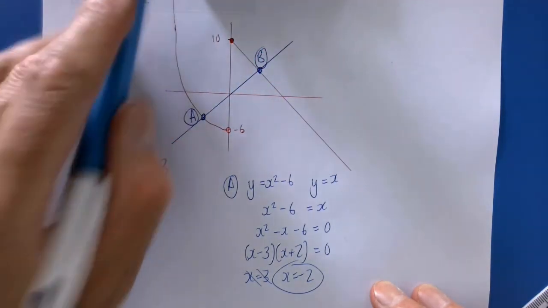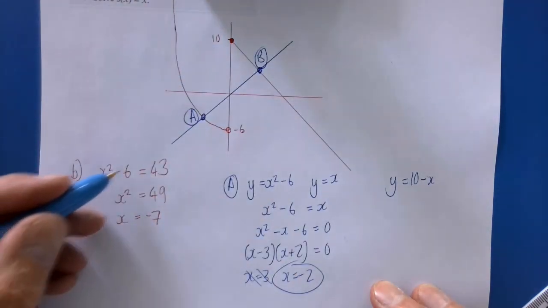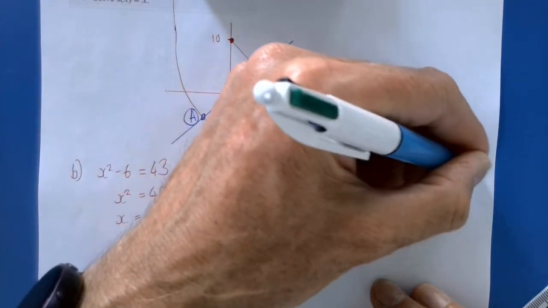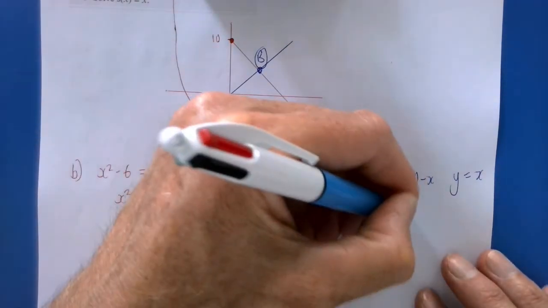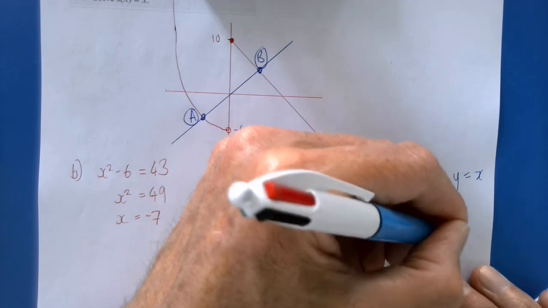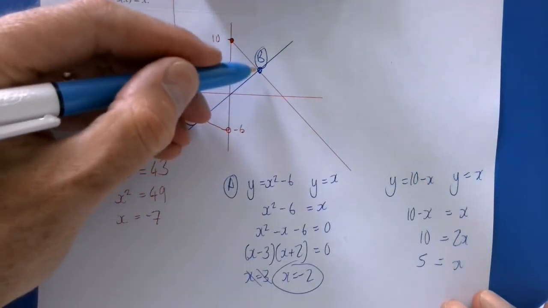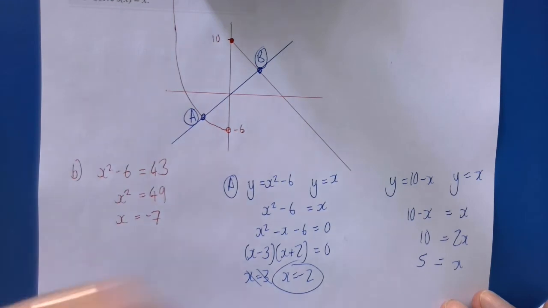that's where y equals 10 minus x crosses y equals x. So I just make one equal to the other. And that's an even easier one. Add x to both sides. X equals 5. That makes sense. That could be 5, couldn't it? Yep. So I've got x equals 5 and x equals minus 2 as my two solutions there.